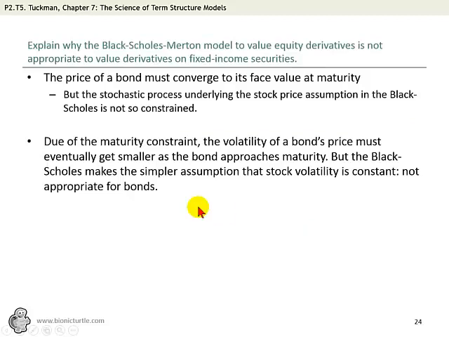So the basic difference between these fixed income models and the binomial in the Black-Scholes is that our bond is not like an equity, and the risk factor of interest rate is not like that underlying stock factor, in the sense that our bond is pulling to par, right? So the price of a bond must converge to its face value at maturity, but that stochastic process in the Black-Scholes was not constrained that way at all.